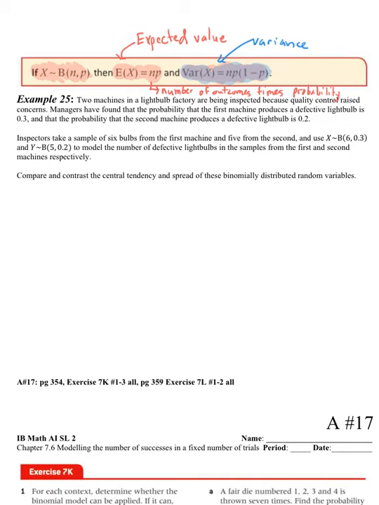All right. So first thing we can do is look at expected value. The first one was X, and there are 6 light bulbs and the probability was 0.3. The second one was Y, and there were 5 light bulbs and the probability was 0.2.